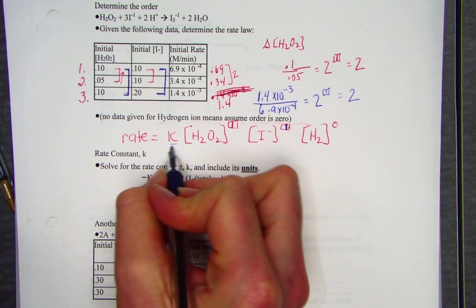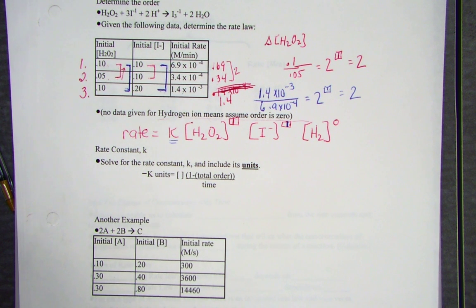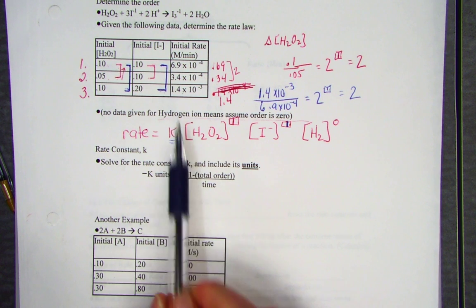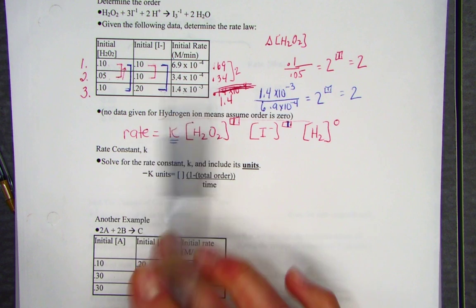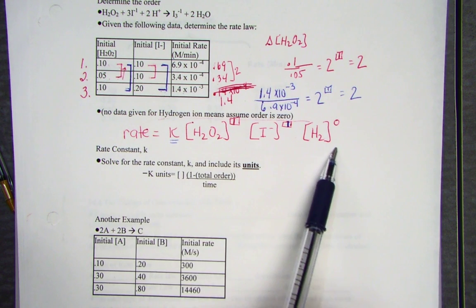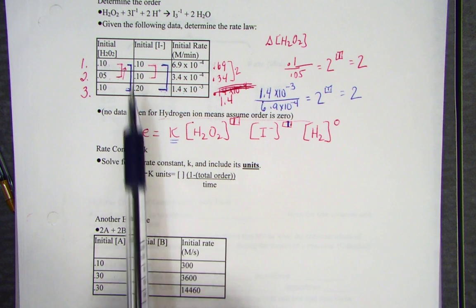Let's talk more about this rate constant called K. K is a constant, and it actually has units associated with it. We can solve for K by just taking one of the trials and plugging in what we know. Once we have the rate law, I usually just select the first trial only because it's written first.